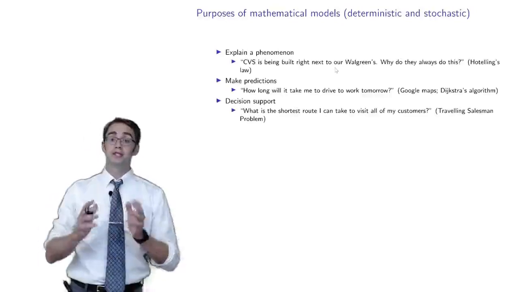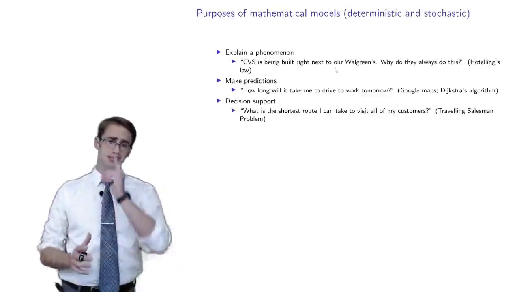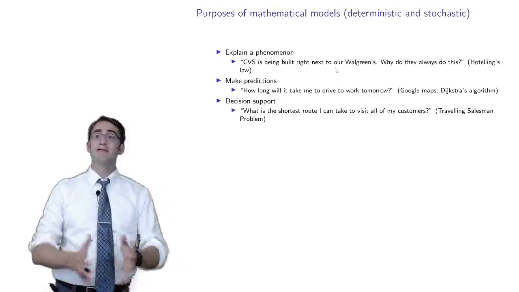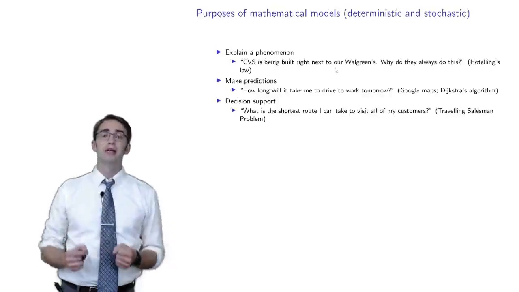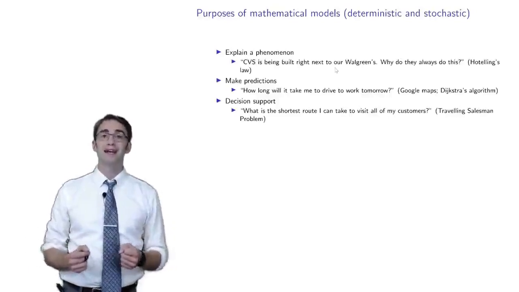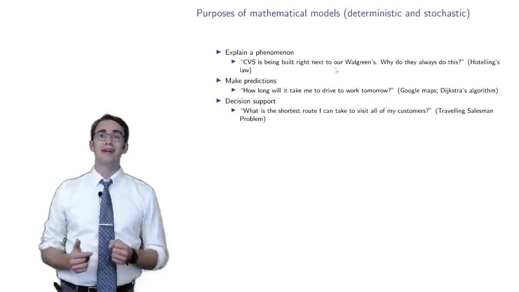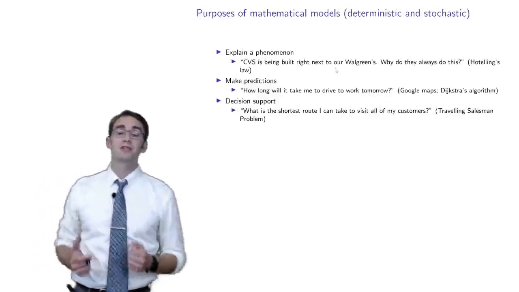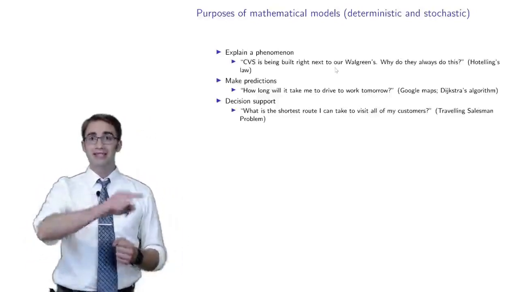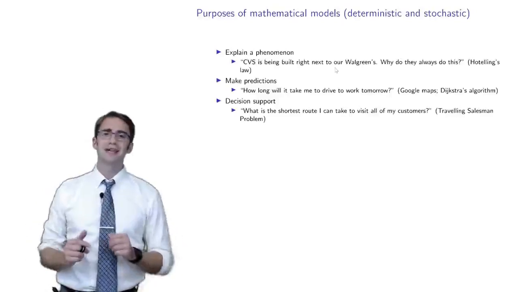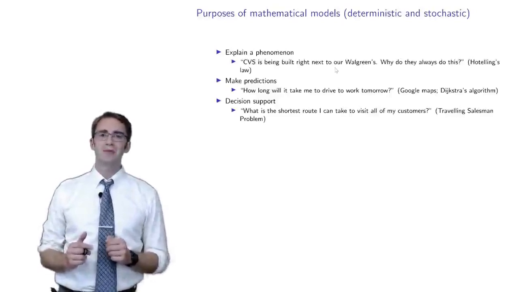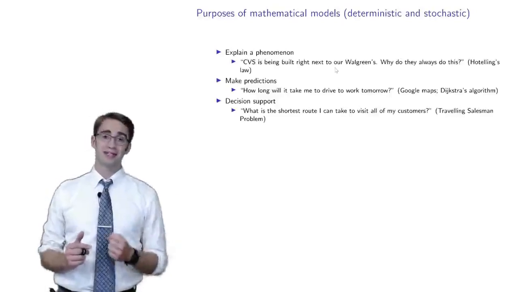You might want to do decision support. You might want to decide what's the best decision for me to make. Maybe I have a bunch of customers that I have to visit by driving a van to repair their electrical meters or something like that. And I'd like the shortest route that visits all of them. I'd say, what's the shortest route I can take? What is the right sequence that I should visit these customers in? That is like the quintessential operations research optimization problem called the traveling salesman problem.